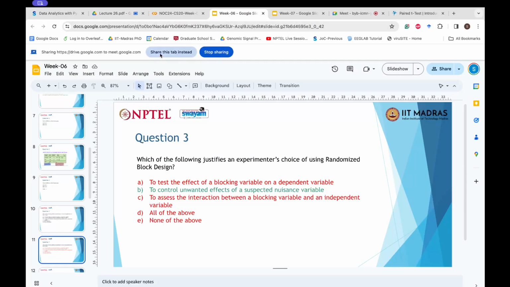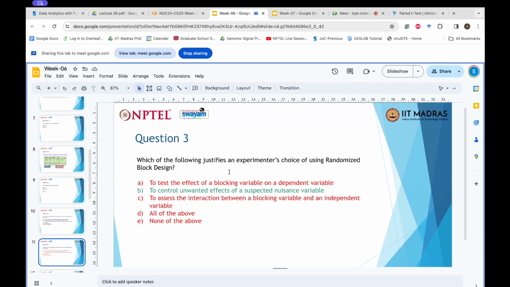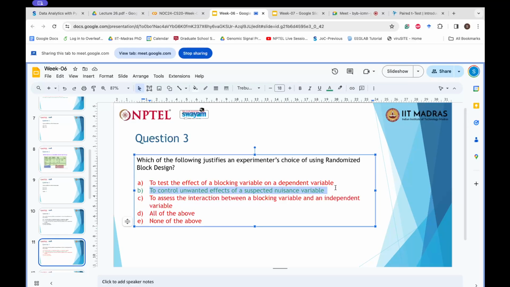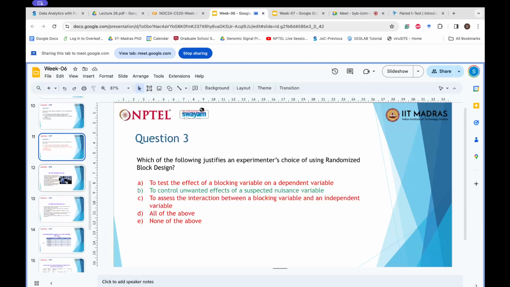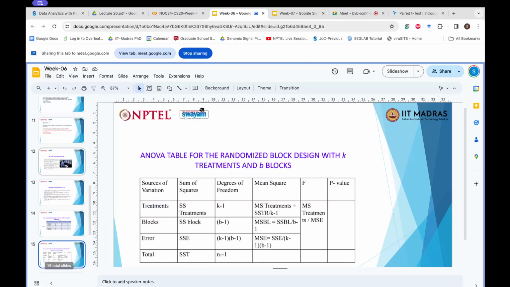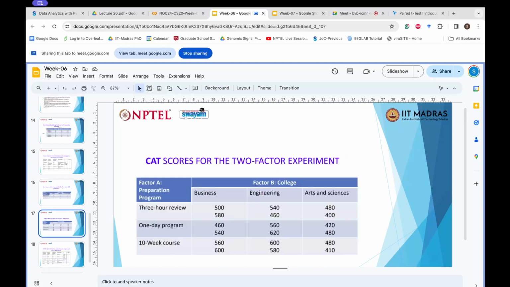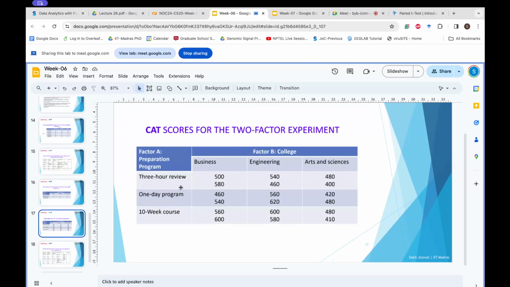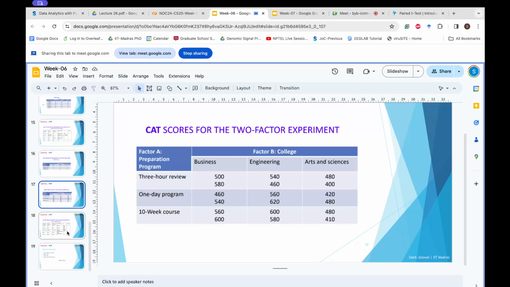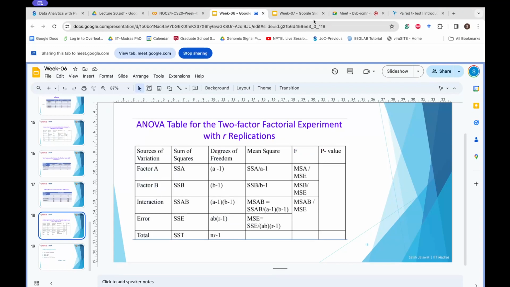So let us go back to the question. Which of the following justifies an experimenter's choice of using randomized block design? The answer is to control unwanted effects of a suspected nuisance variable, and in that case it was due to the flight controller, the air traffic controller. There is this example given. Then we moved on to two-way ANOVA, where we try to see the effect of two different independent variables, like how significant these two independent variables were in deciding which were significant for your CAT examination scores. We saw this example as well in the previous session. Now we'll move on to linear regression.